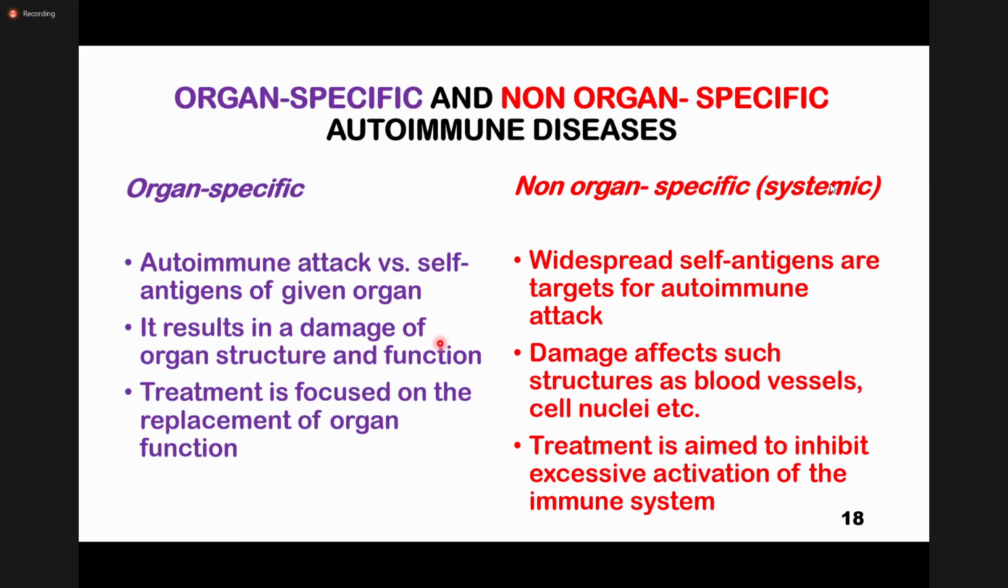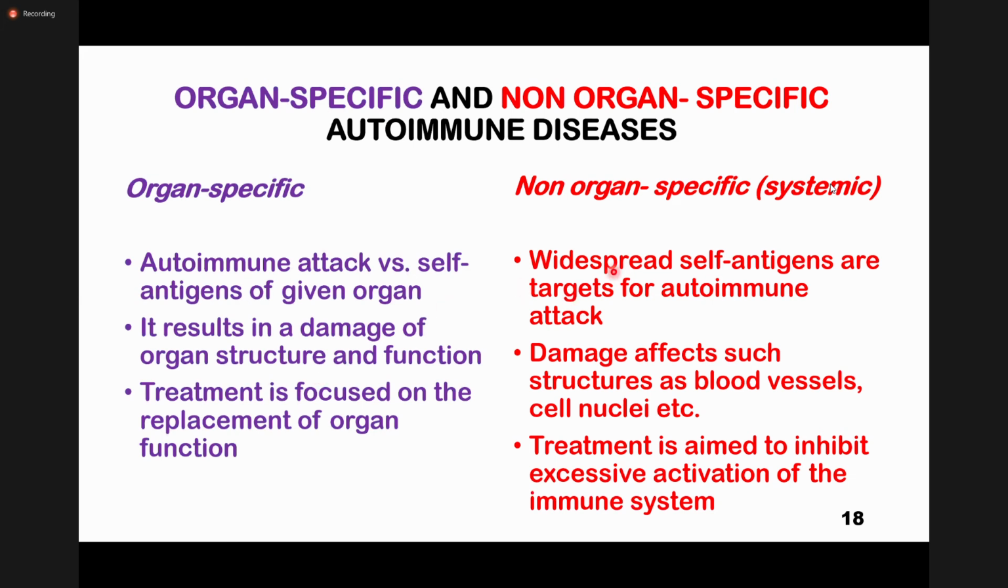When we talk about the types of autoimmune diseases, you have to remember organ-specific and non-organ-specific, that is systemic. In the organ-specific type, autoimmunity attacks the self-antigens of a given organ. It results in damage to the organ structure or function. Treatment is focused on transplantation, so replacement of the organ functions.